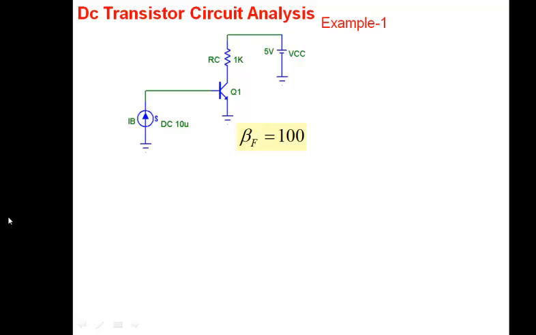So that's the first very simple circuit. We have a bipolar transistor. We have a 1K resistor here, biased with a power supply of 5 volts. And what is given to us is beta is 100. Other things are not given. So when other things are not given, you will assume that the diode drop is 0.7.